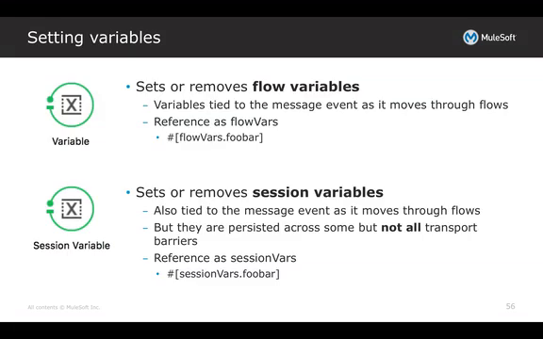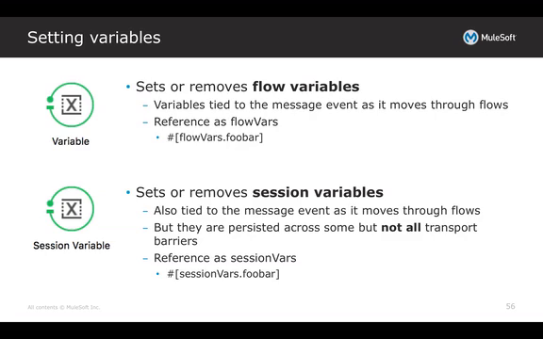We have a couple processors that are going to allow us to set different types of variables. One is the variable transformer. This sets or removes flow variables. These are the variables that are tied to the message event as it moves through flows. We can reference these with Mule expressions such as flow vars dot and then the name or key of the variable.